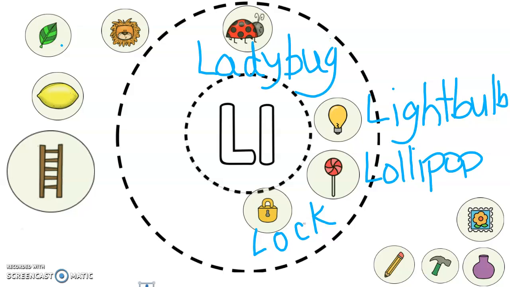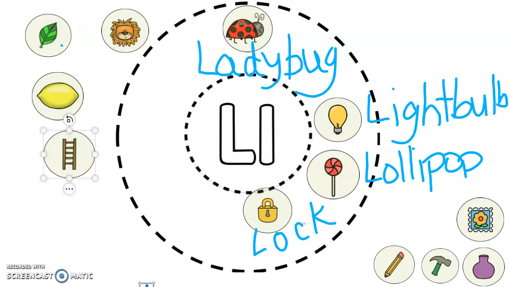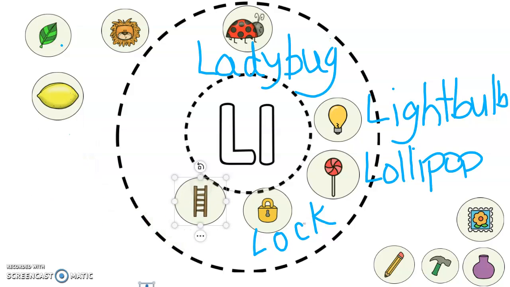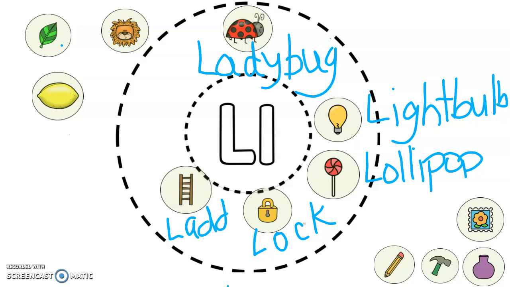All right, my next picture here is a ladder. Should I move it to our circle chart for ooh if it's a ladder? Yes or no? Yes, let's move it into our chart. What sound? Ooh. How do I write ooh? L, ladder, L, A, D, D, E, R, ladder. Let's read our pictures. Repeat after me. Ladybug, light bulb, lollipop, lock, ladder.